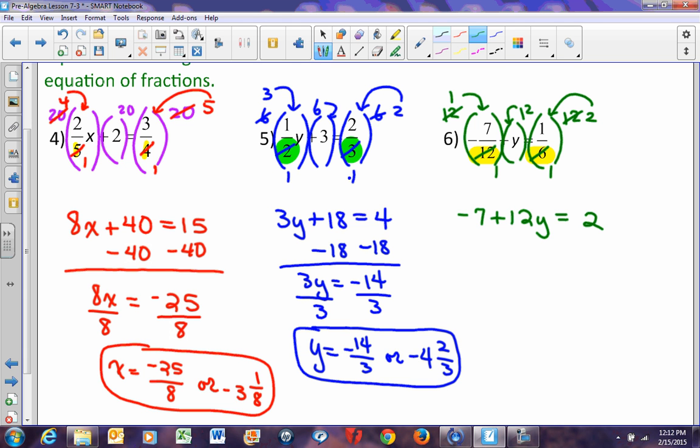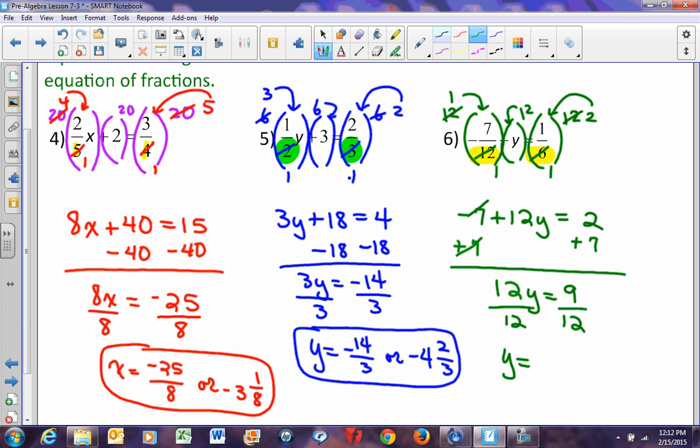To solve for y, I need to get rid of the negative 7. The opposite of negative 7 is positive 7, so we'll add 7 to both sides of the equation. And you're going to get 12y equals 9. Divide by 12, divide by 12.